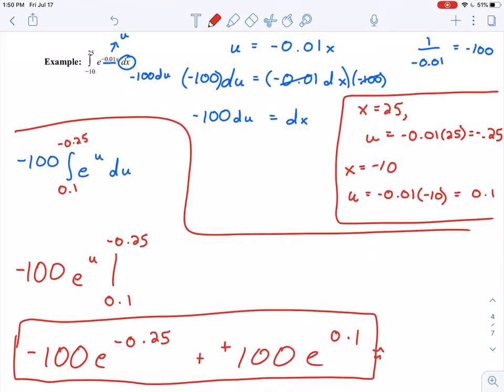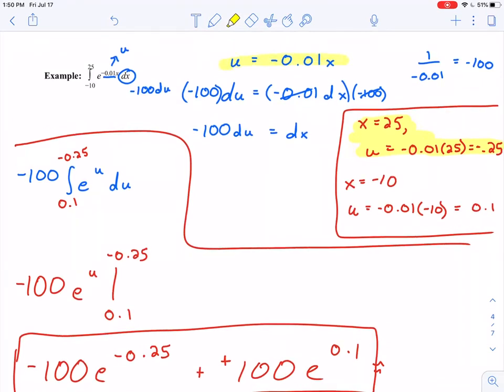So be careful when you're working with integration by substitution and definite integrals. Make sure that you're changing the limits of integration if that's the method that you choose to use, or that you take, in this case, negative 0.01x and plug that back in after you've found your antiderivative. You're doing one or the other of those two. You are not doing both.